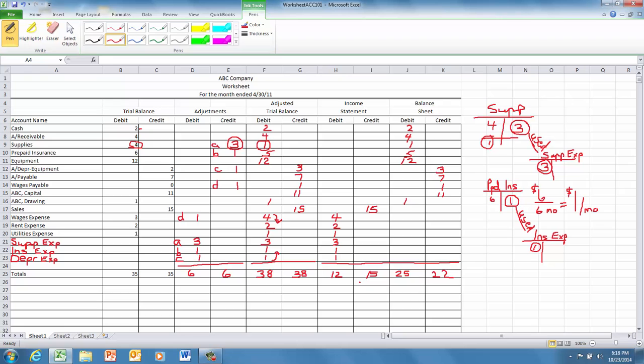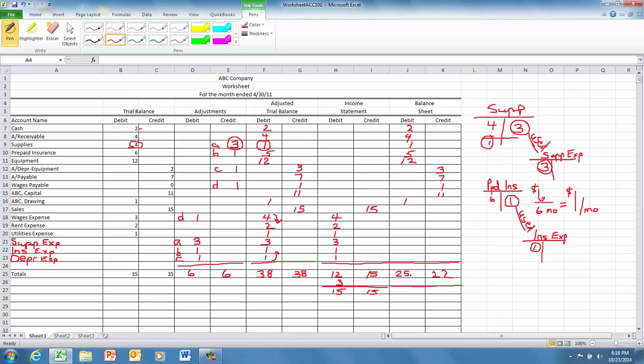Okay. Now I got to see what the difference is between the debit and credit columns of the income statement. Take the large number minus the small number. 15 minus 12 is 3. And so this will now add up to 15. This 15 and 0 is 15.